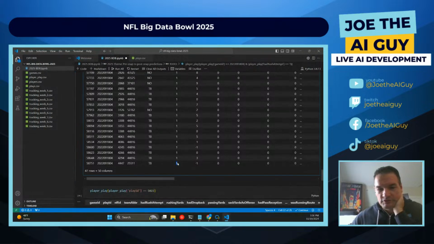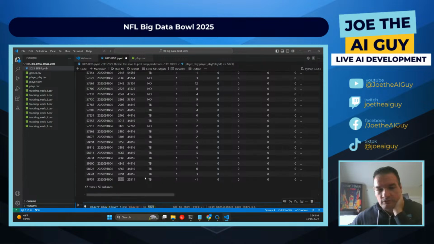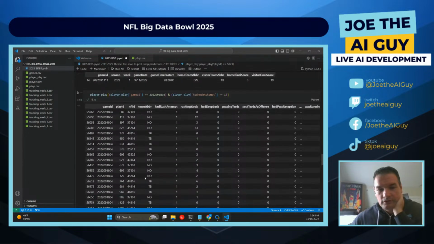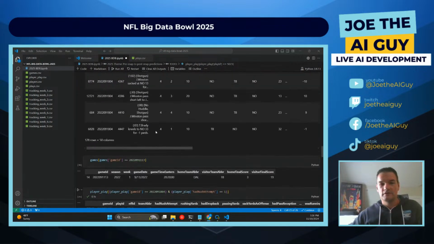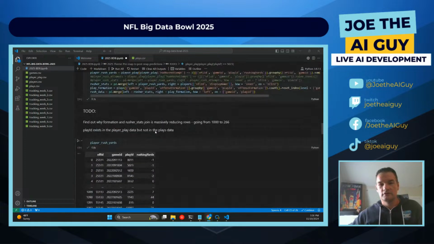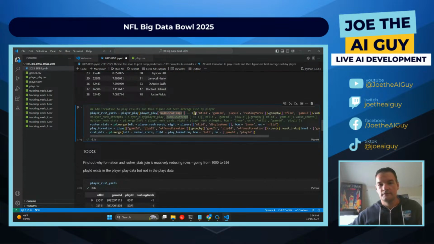And so far fewer rows, but we're seeing here play number 4447. I'm not even seeing a 5023. So I'm not sure why that would be showing when we did the same filtering up here.